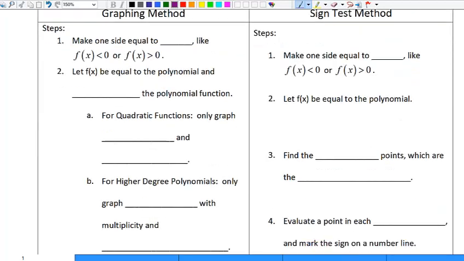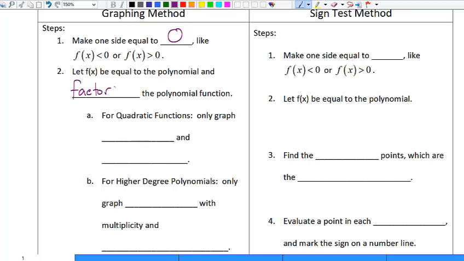So, for the graphing method, step 1 is to make one side equal to 0, like f of x is less than 0 or f of x is greater than 0. Step 2, let f of x be equal to the polynomial. So we're going to use the polynomial part as an f of x just for ease in evaluating and graphing. And then I want you to factor that polynomial.